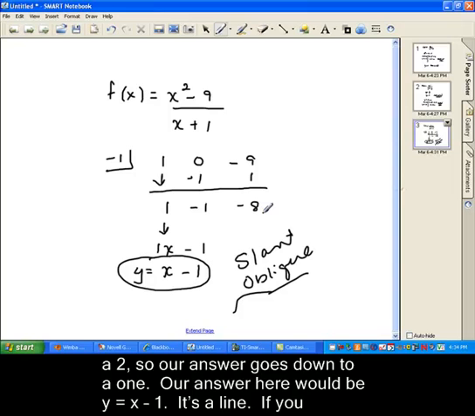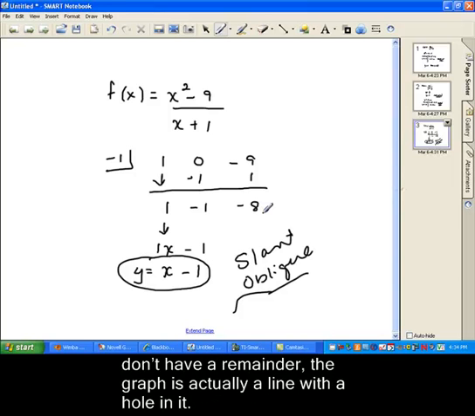Now keep in mind that if you don't have a remainder, your oblique asymptote is actually your whole graph. Your graph is actually a line and it just has holes in it where the vertical asymptote would be. So if you don't have a remainder, you have a special case.